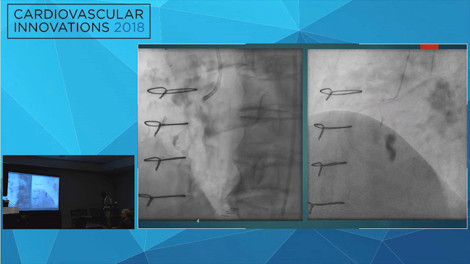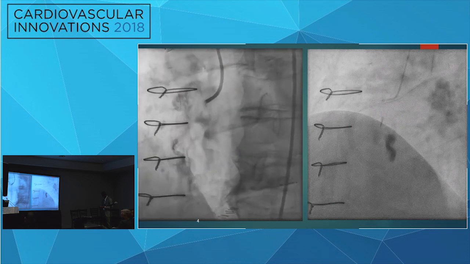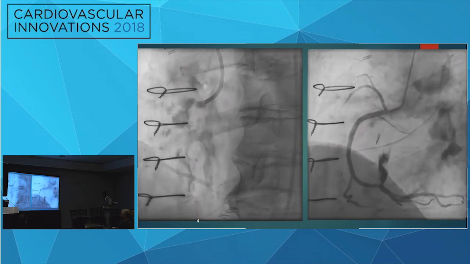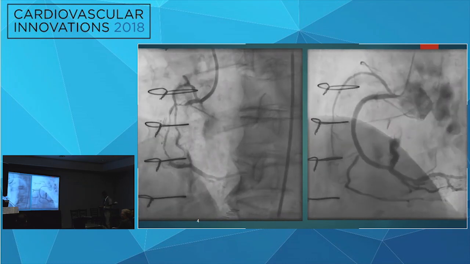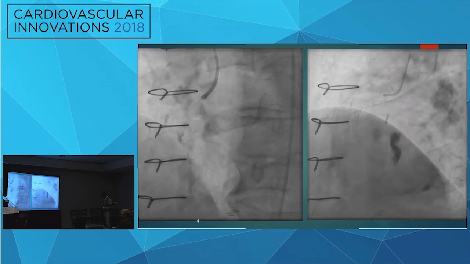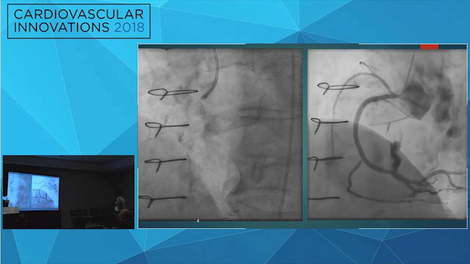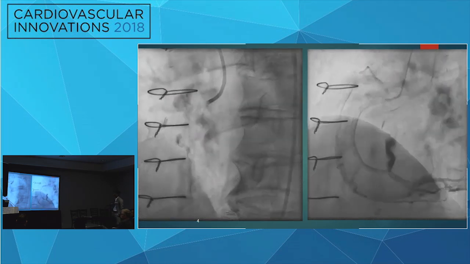This is his RCA, first injection, and you can call it close to subtotal. The right side has some flow and is a diffuse long lesion and some bridging collaterals. And this is the result on the right side after we stented the prox through the mid and distal RCA.